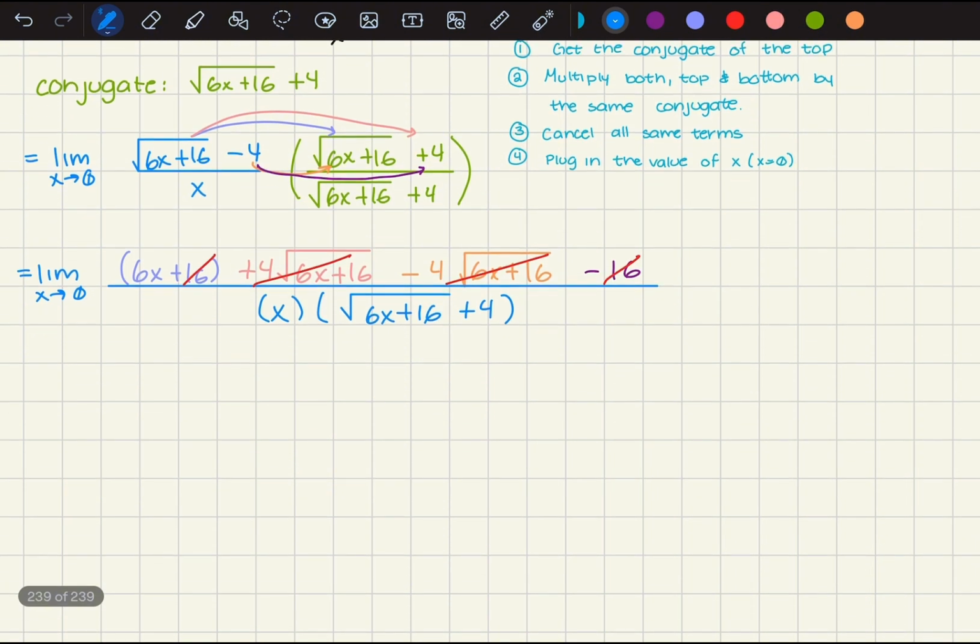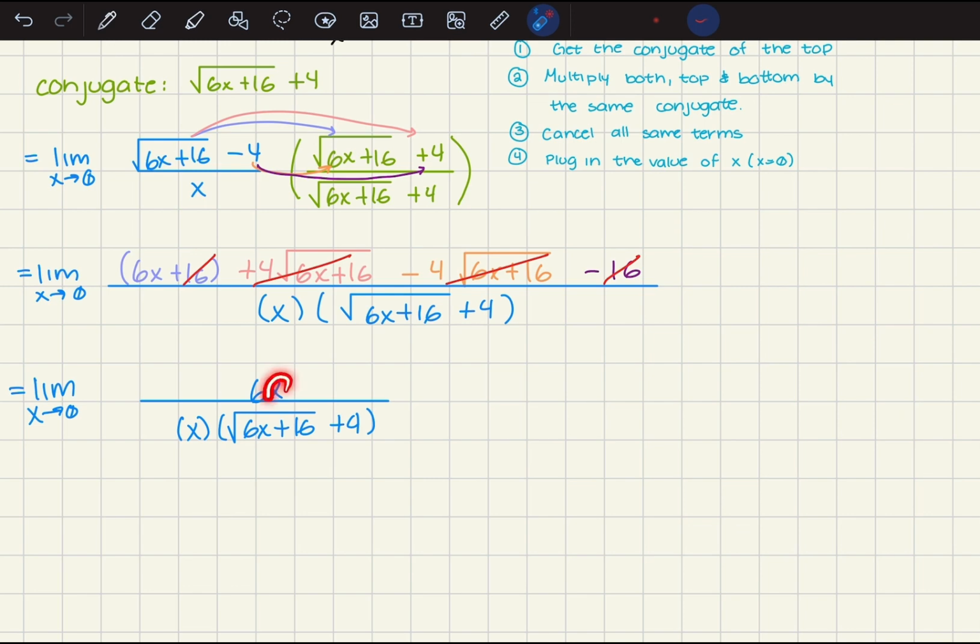And just to keep it organized, I like to rewrite it. The limit as x approaches 0. I'm left on top with the 6x. And the bottom stays the same, so it's going to be x times square root of 6x plus 16 plus 4. Now that our limit looks like this, we can notice that these two x's can be canceled. So I'm going to go ahead and cancel.